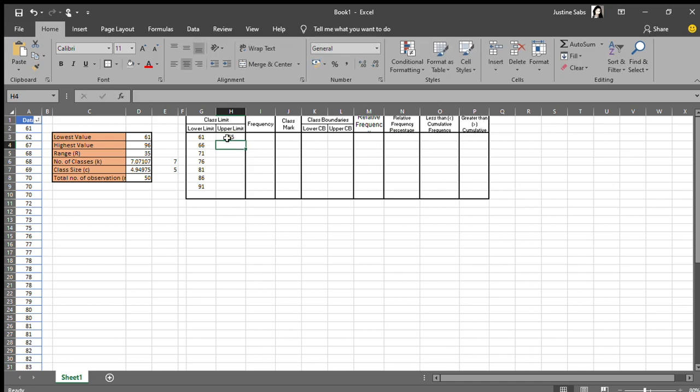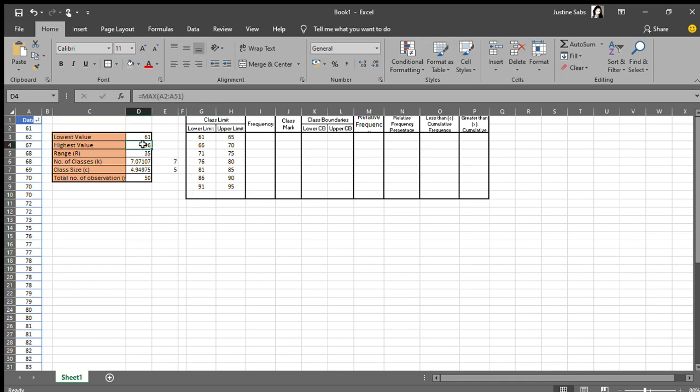Then, same process, after determining the first upper limit, add the corresponding class size. So, in this case, our class size is 5. So, 65 plus 5 would be 70. Apply the same process. Select the first two values, drag down the highlighted cell. So, we have 91 to 95. That would be the 7th class interval.